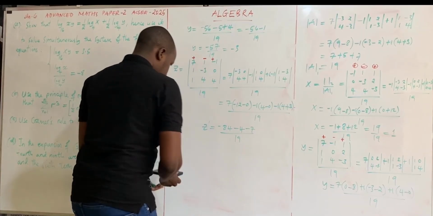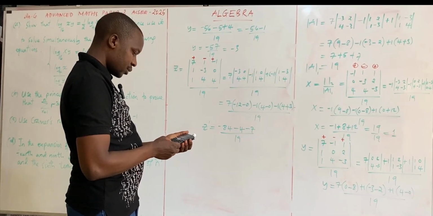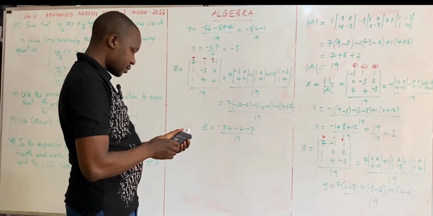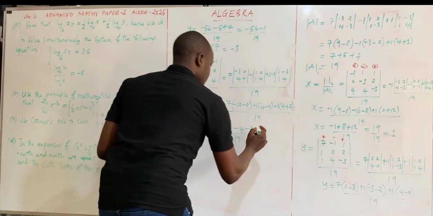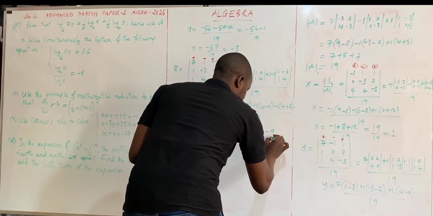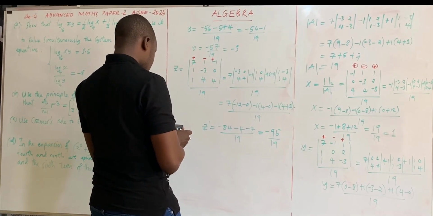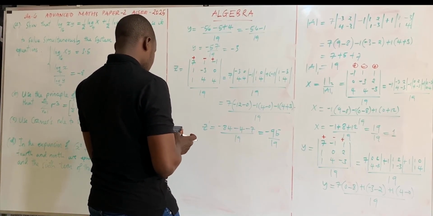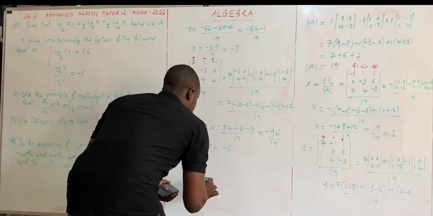So now using the scientific calculator, negative 84, when we subtract 4, we have negative 95. We divide by 19. So the answer now, divide by 19, we end up getting z equals to negative 5.